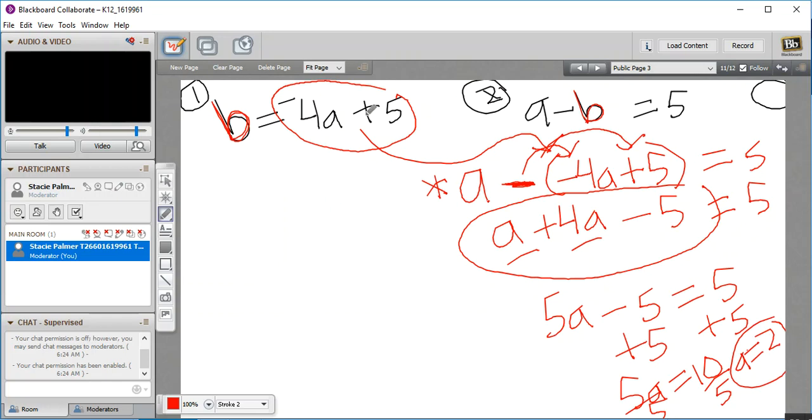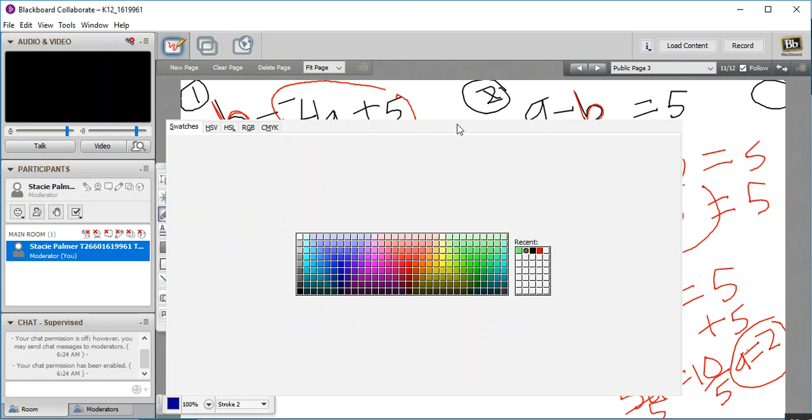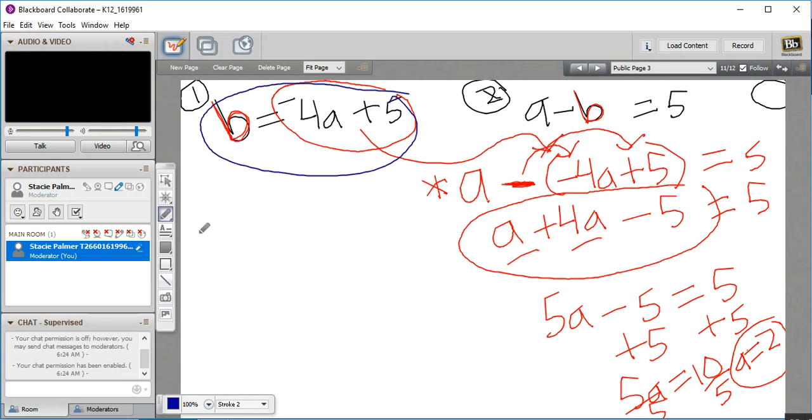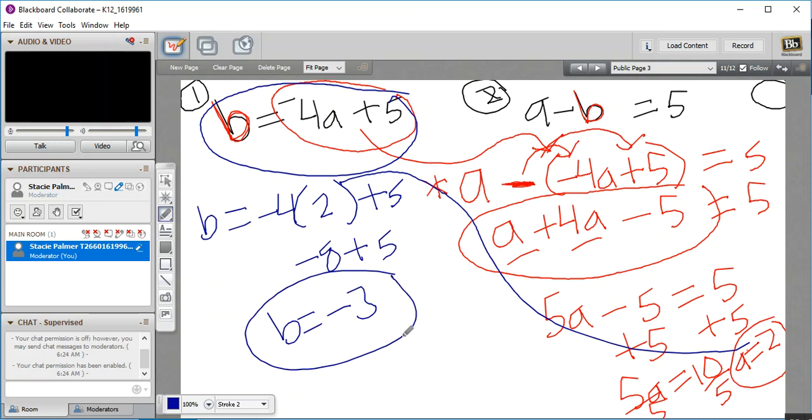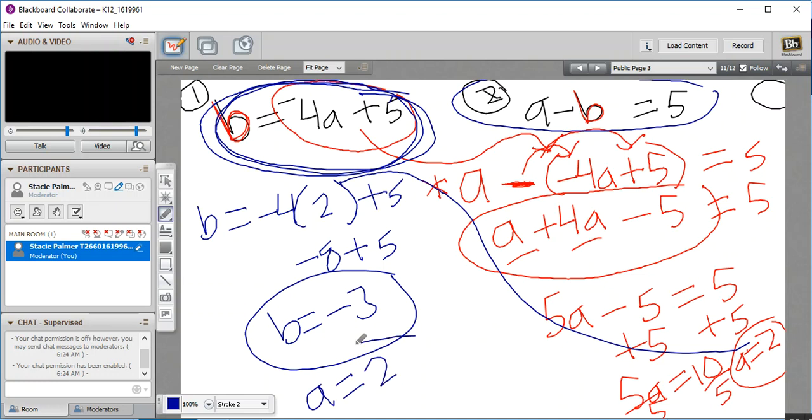And to solve for our b, we go back to the beginning. We know that b is equal to negative 4 times whatever a is, plus 5. We now know that our a is 2. Negative 4 times 2 is negative 8. Negative 8 plus 5 is negative 3. Okay, so in this situation, we know that the solution to this system right here is that the a needs to be 2 and the b needs to be negative 3.